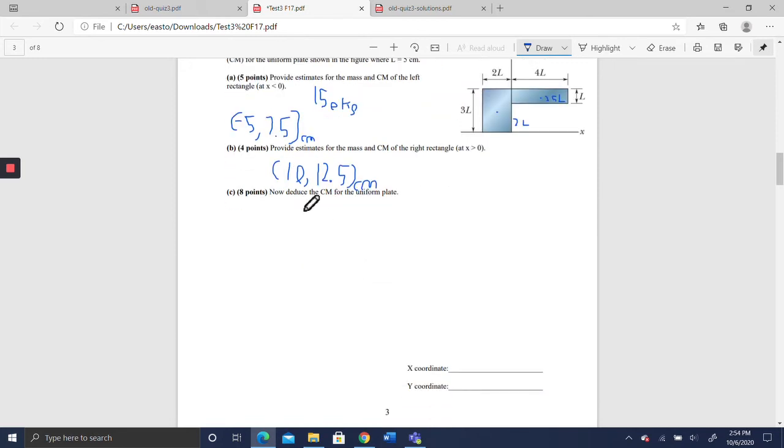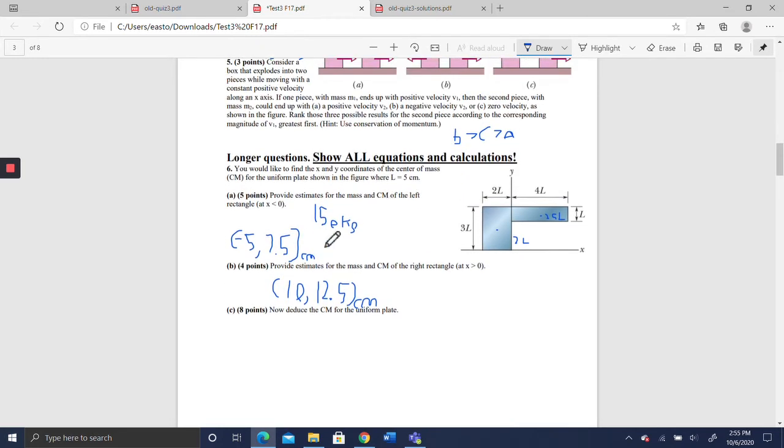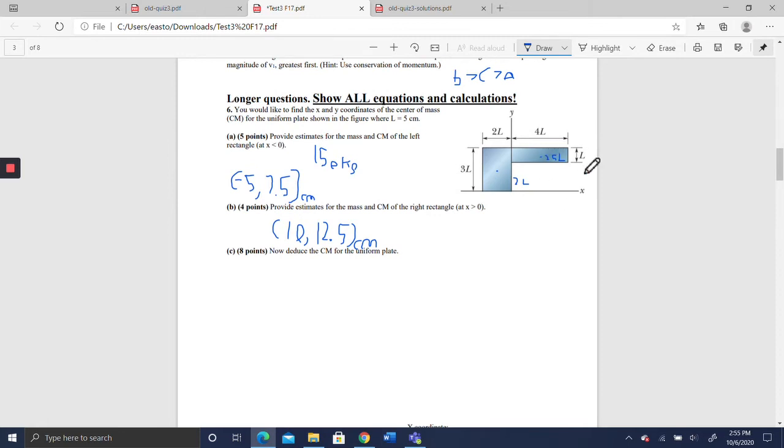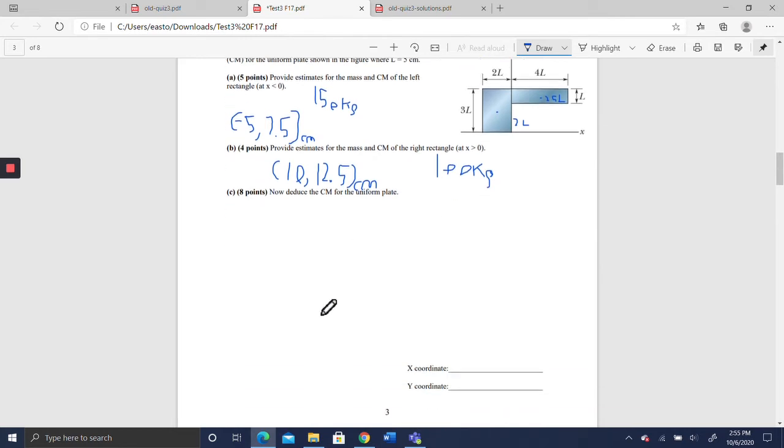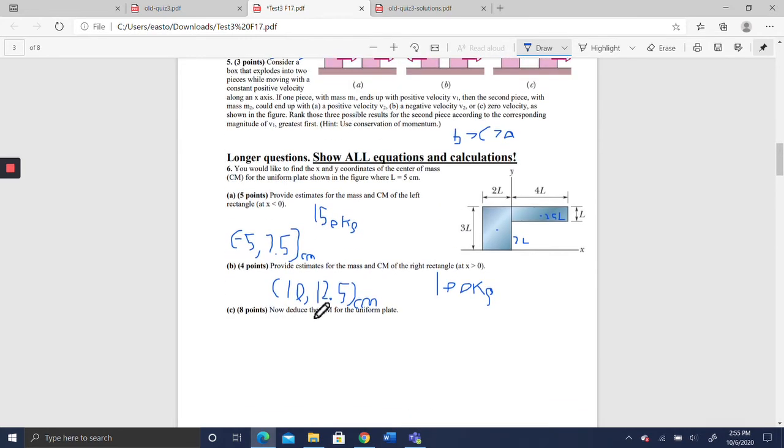Now what they want us to do, and then also I'm going to write the mass, so we have 5 times 20, which is around 100 kilograms. If you want to do a different mass, that is fine. All the masses, no matter which one you choose, should still get you the same center of mass at the end, as long as you're consistent.